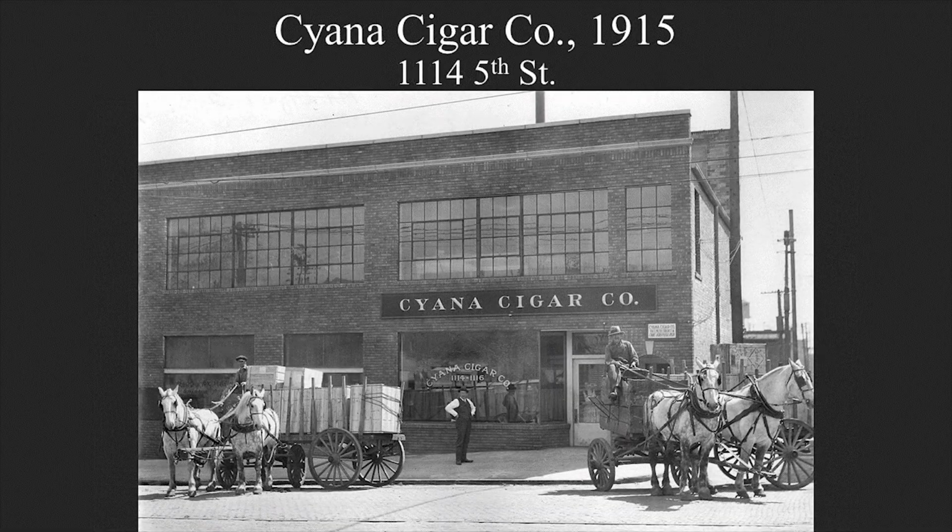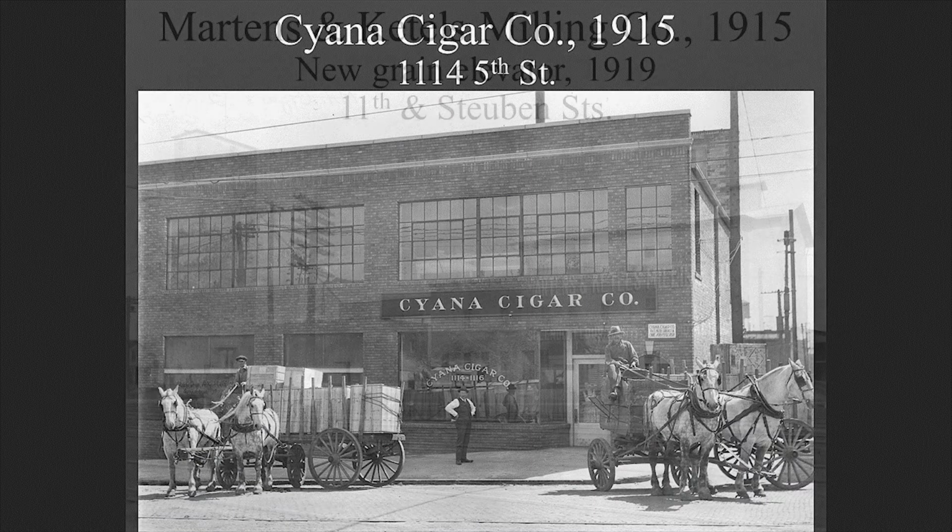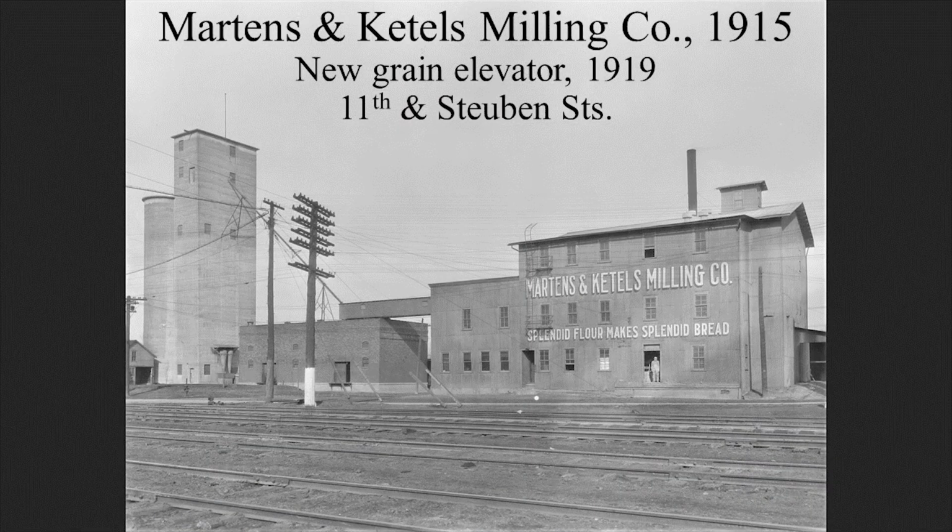The Sienna Cigar Company started in 1915. This is their factory in the early 1920s at 1114 5th Street. Martin's and Kettle's Milling Company started in 1915. They were operating a mill that had actually been in place since 1867. This image also shows a new grain elevator on the far left that was built in 1919. These structures were located at 11th and Steuben Streets.